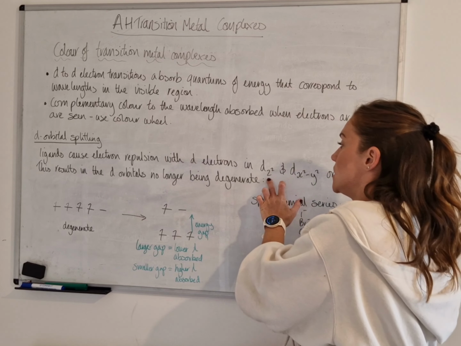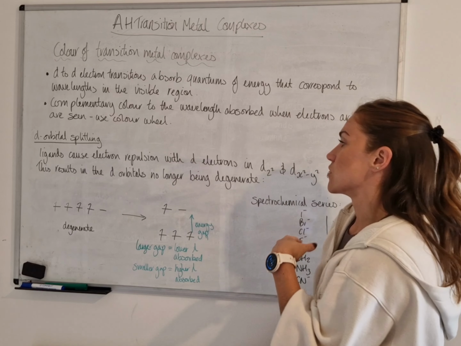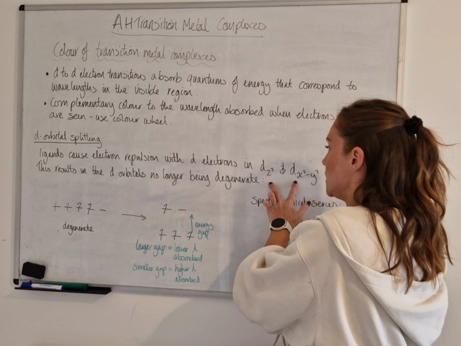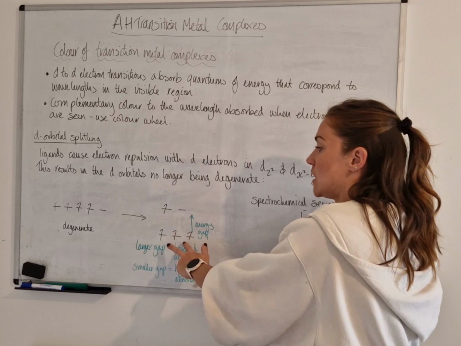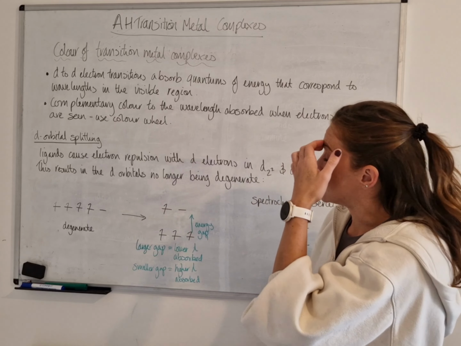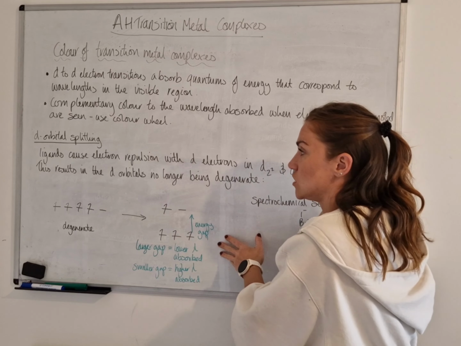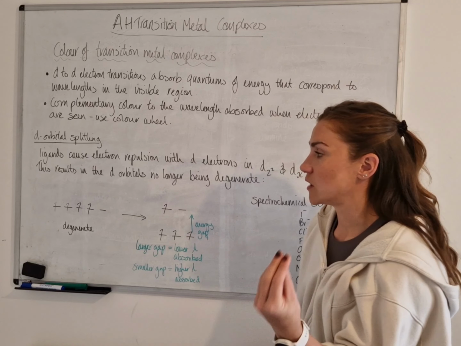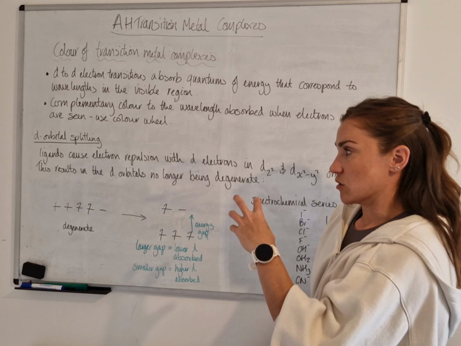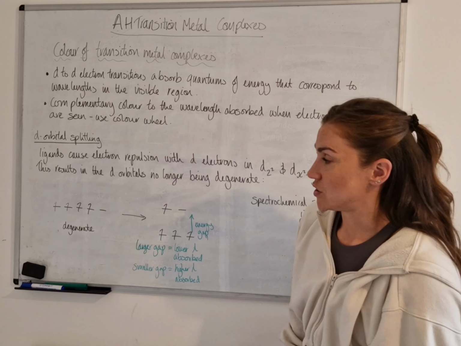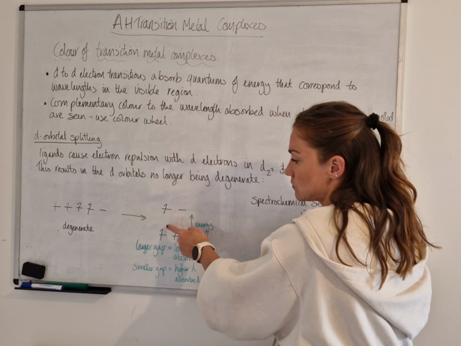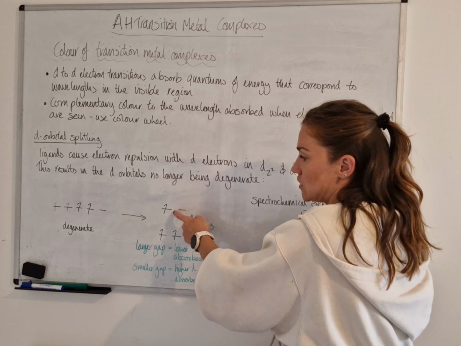And it's predominantly the dz squared and dx squared minus y squared orbitals that experience the most repulsion. So these two orbitals end up being higher in energy than the other dxy, dyz, dxz d orbitals. So the d orbitals are no longer degenerate. When the ligands come in and bind to the central metal ion, the d orbitals split in energy and they're no longer degenerate. And this is why now we can get electrons being promoted from the lower d orbitals to the higher ones.